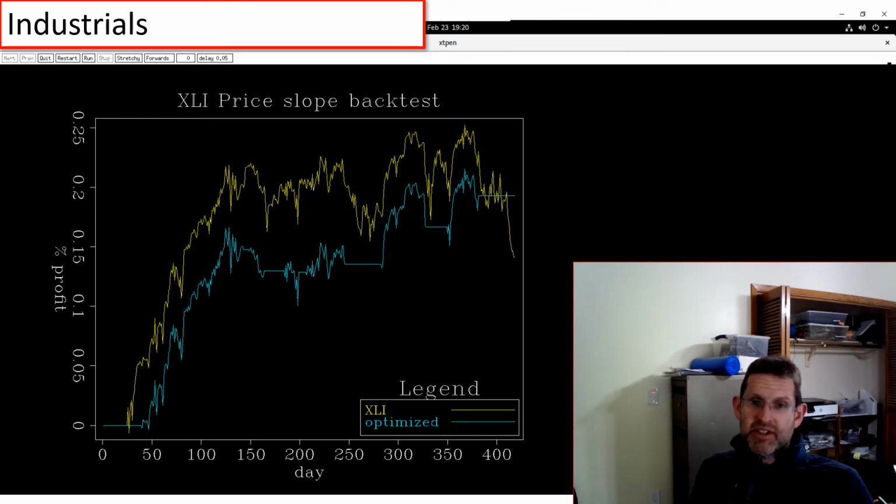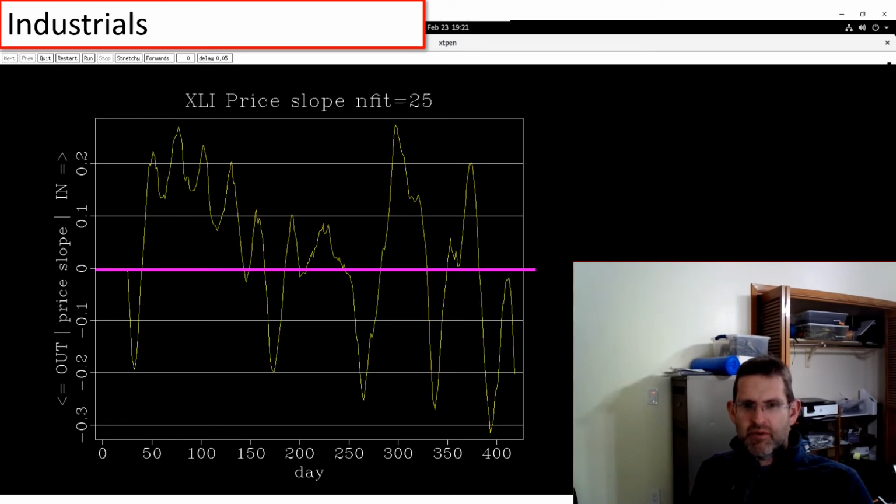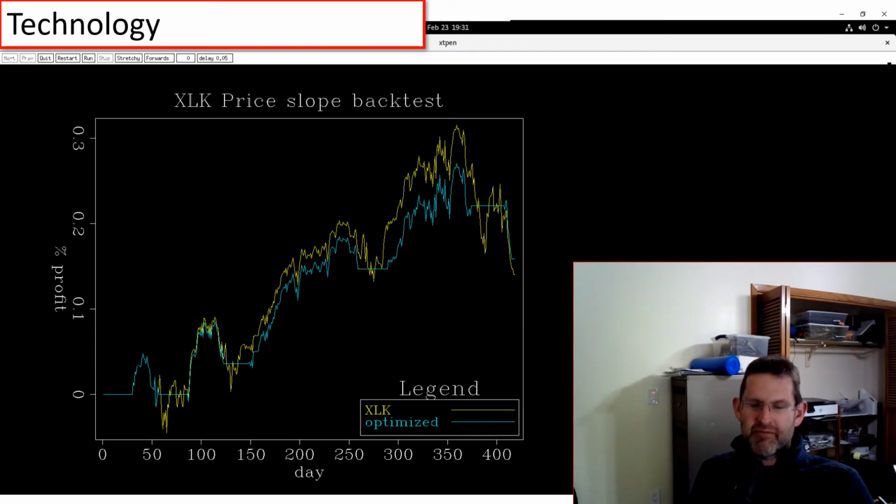XLI Industrials, pretty similar to XLF. We almost got in the market for XLI, but now we're definitely out. The curve is on its way down, no end in sight. XLK Technology, even though it's called technology, it hasn't had as tough of a last 6 months as the XLC.